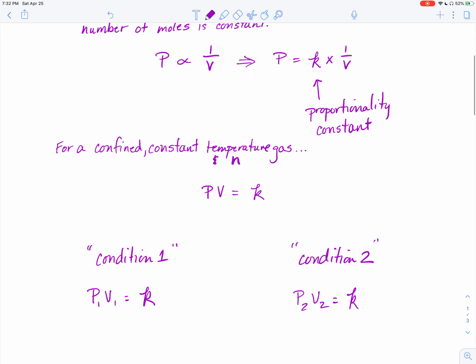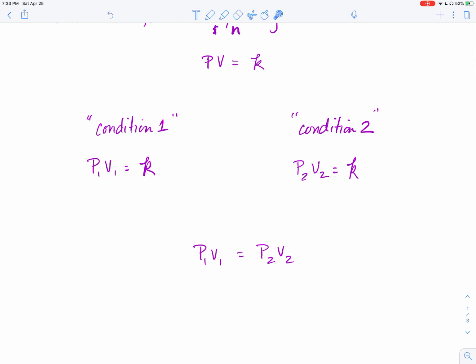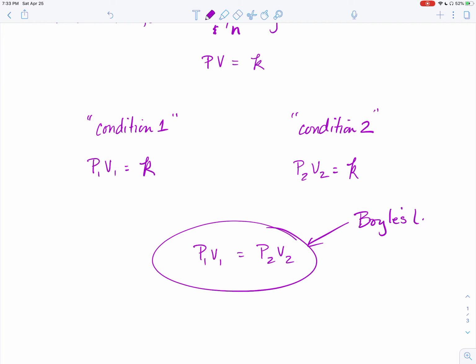If we look at that in two conditions, condition number 1, the pressure and the volume, you multiply those together, you get the product of that, and you get the proportionality constant. If you look at that same gas in a second condition, that would be the pressure 2 and the volume 2, and you multiply those together, you should still get the same K. And so if both of these are equal to K, then we should again be able to set those equal to one another, and that gives us this equation here. And this is called Boyle's law.